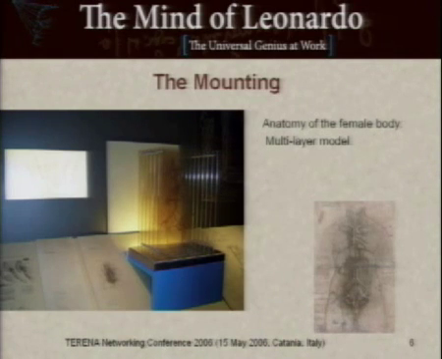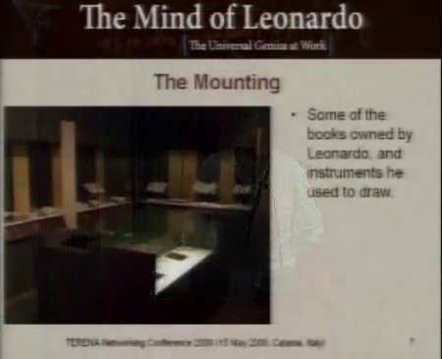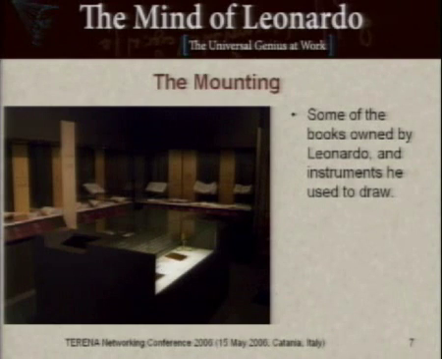On the right, you can see a multi-layer model, because this is the anatomy of the female body, drawn like a multi-layer. And so in the model, each apparatus is shown on a different layer. So this is a section on the library of Leonardo. So he had many books. Here there are some of them he owned, and he designed instruments to draw and used instruments to draw. And here there are some reproduced in the exhibition.